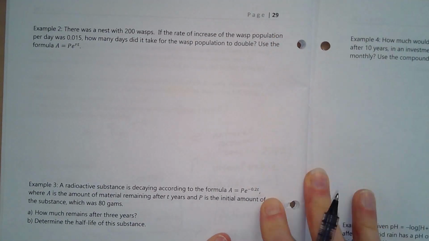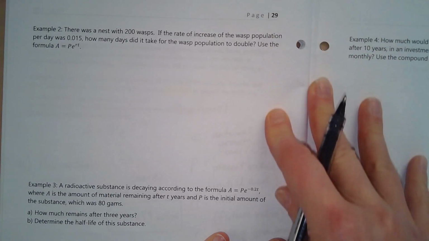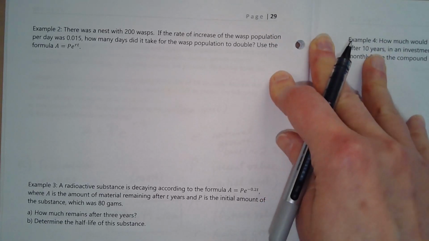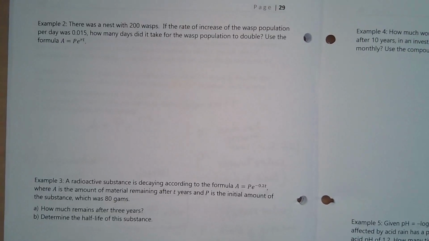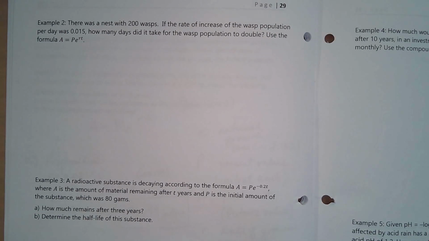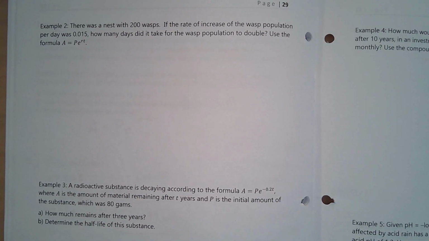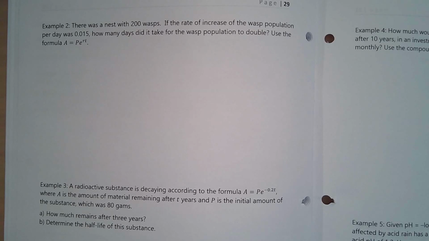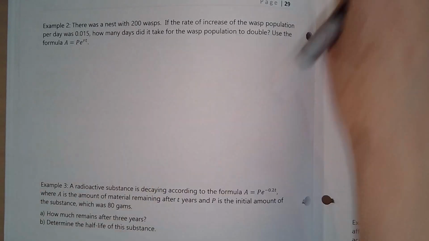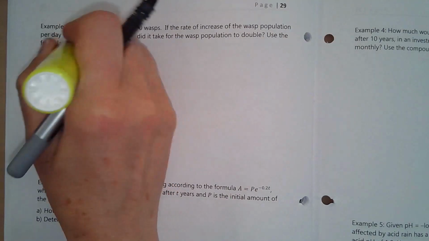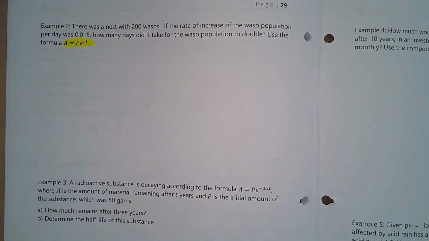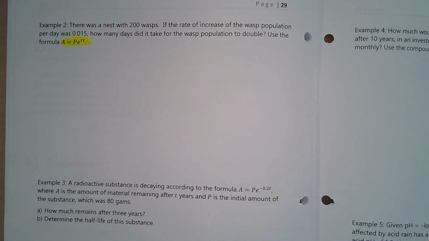There was a nest with 200 wasps. If the rate of increase was 0.015, so that's nice, they already gave it to us in decimals. How many days, so this time is in days, how many days did it take for the population to double? Use the formula, so once again they give you the formula. Okay, so I think you could try this one on your own because it's the same type of question. So give that one a try.